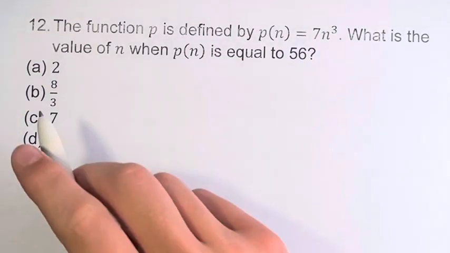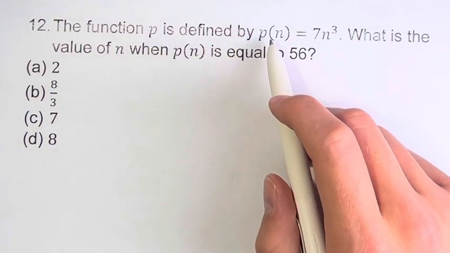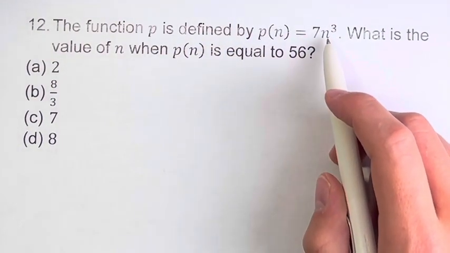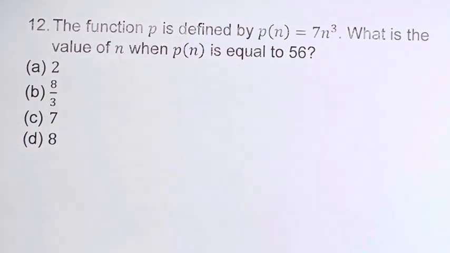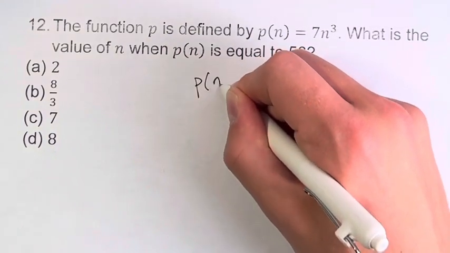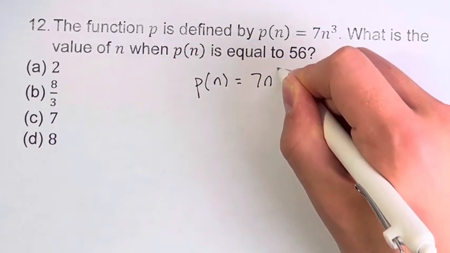In this problem, we're told that the function p is defined by p of n is equal to 7n cubed. And we're asked, what is the value of n when p of n is equal to 56? So let's just write our function down here. P of n is equal to 7n cubed.